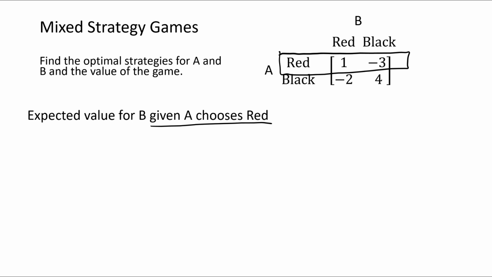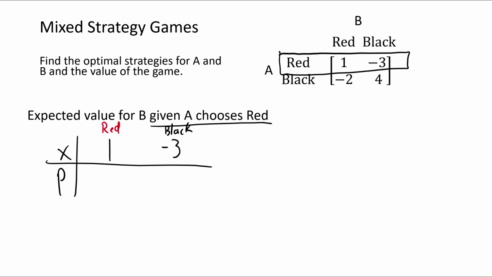So just remember, anytime we're finding the expected values for a player, those values are based on what the other player does. So B's expected values are based on what A does. So expected value for B, given A chooses a red card. So we'll draw our expected value table, X and P. Our outcomes are either 1 if B chooses a red card, or -3 if B chooses a black card.